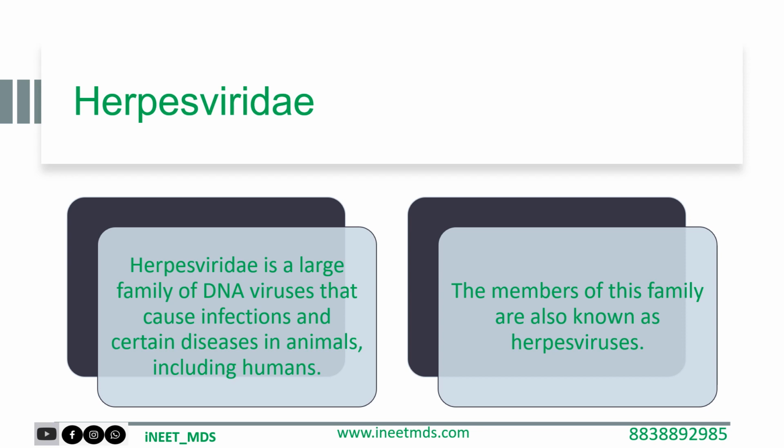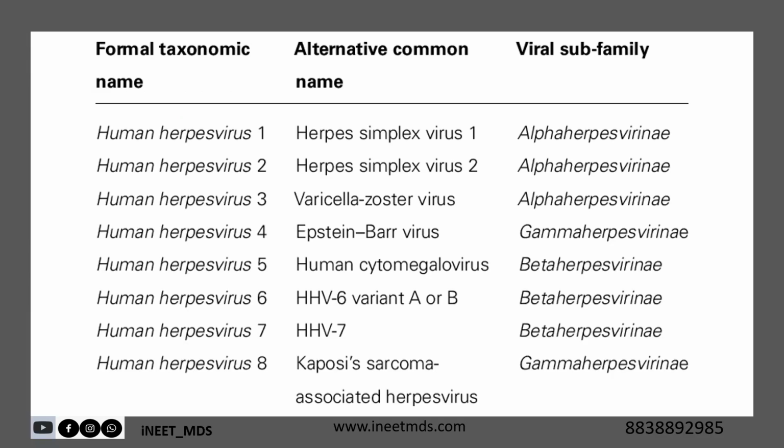Herpesviridae is a large family of DNA viruses that cause infections and certain diseases in animals, including humans. The members of this family are also known as herpes viruses. The group of viruses which causes infection in humans are called human herpes viruses. And there are 8 classifications of HHV.